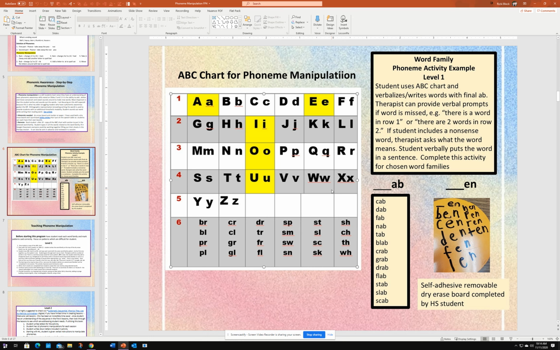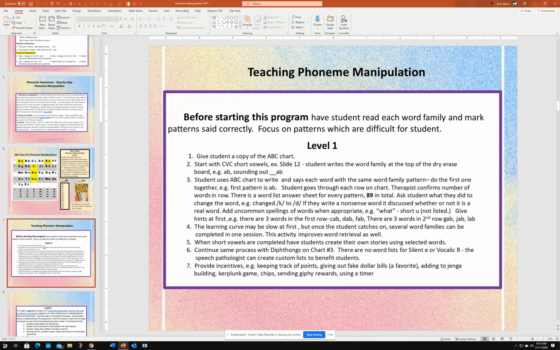So they go through their charts. I help them, give them guidance as far as how many words are found in each row. They have really enjoyed this activity, and there's always an incentive, whether I use fake money or they build something with their Jenga blocks or Kerplunk. There's several games that we've used along with this activity.